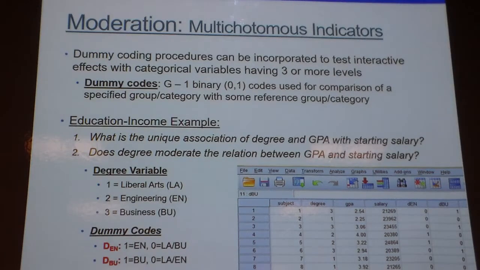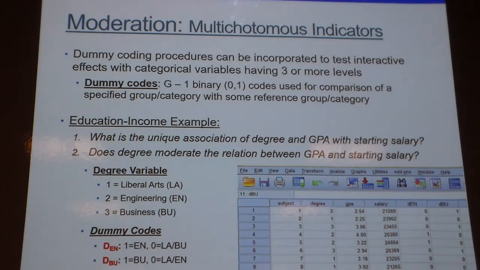And so what we can do though, we can't just, if we stick 1, 2, 3 in our regression model, it's going to give us coefficients. Those coefficients aren't going to make any sense, right? I mean, you can interpret it, you can say, oh, this is what it means. That's not what it means because it's not a variable that belongs in that model, okay? But what we can do is set this up with a series of dummy codes, right? And let's say that we want liberal arts as our reference group, okay?